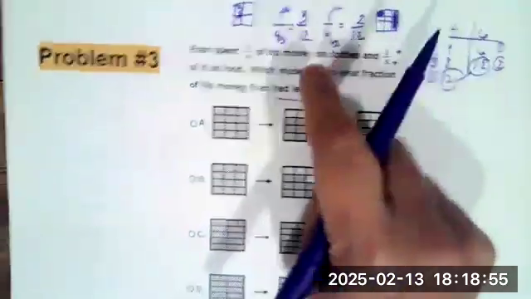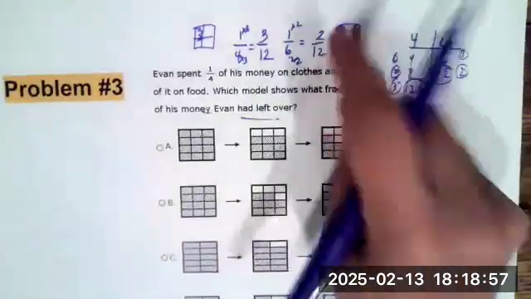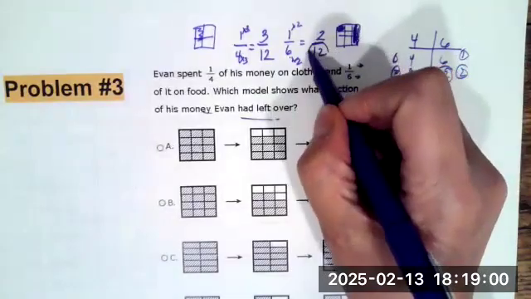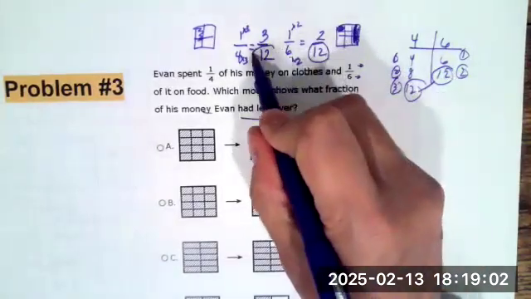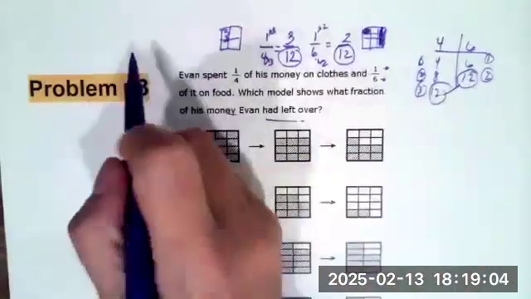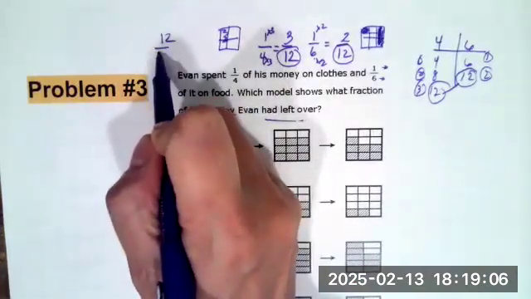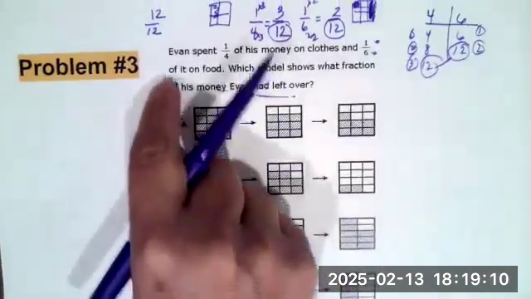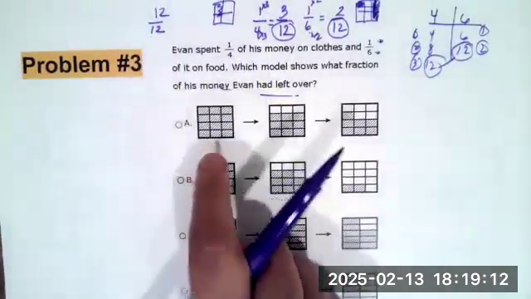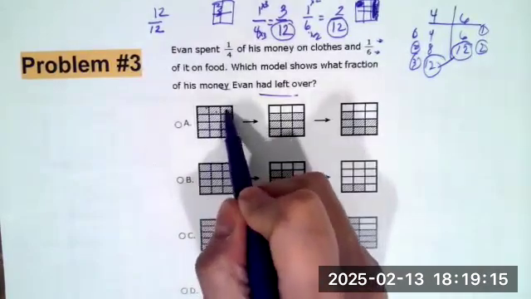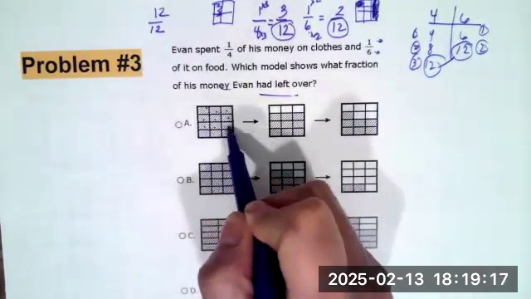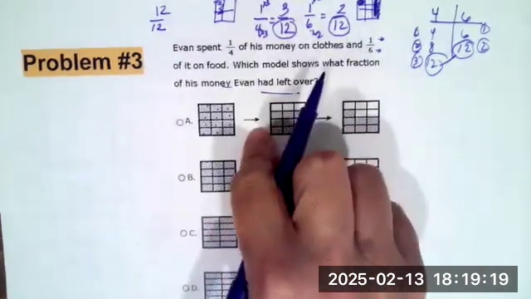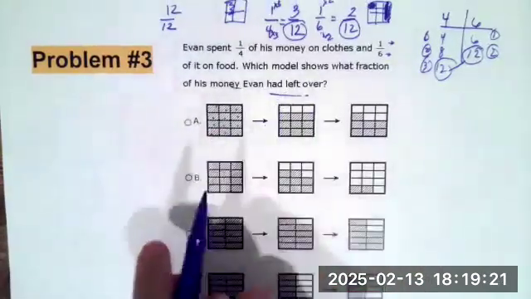All right. So I'm going to look here in the models. And so this is telling me that the whole amount of money that Evan had first was 12 out of 12. All right. So I'm going to look down here. I'm going to see which shape starts off with 12 out of 12. So I know there's 1, 2, 3, 4, 5, 6, 7, 8, 9, 10, 11, 12. This has 12 parts. Okay. So this one might be a good model.